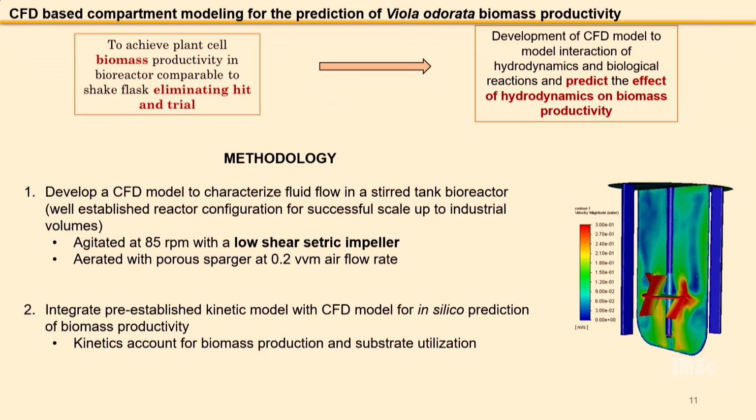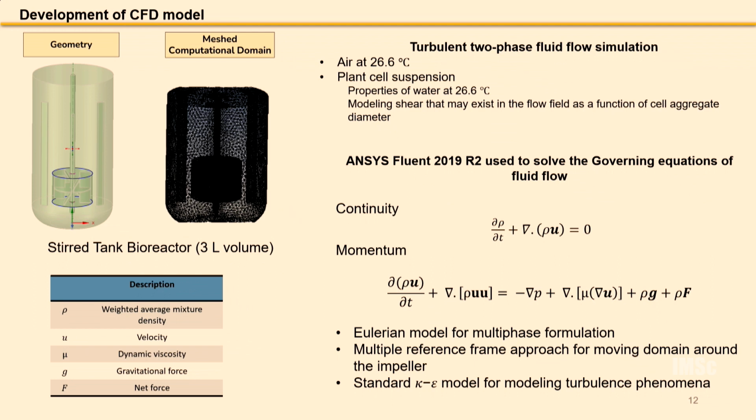So the first step is to develop a CFD model which can characterize the fluid flow in a stirred tank bioreactor for a particular hydrodynamic condition, and then see whether we can integrate this model with a pre-established kinetic model which accounts for biomass and substrate utilization. For the first step, we developed the geometry of a 3-liter bioreactor which we have in our lab, and we divided the entire domain into multiple regions, which is called meshing.